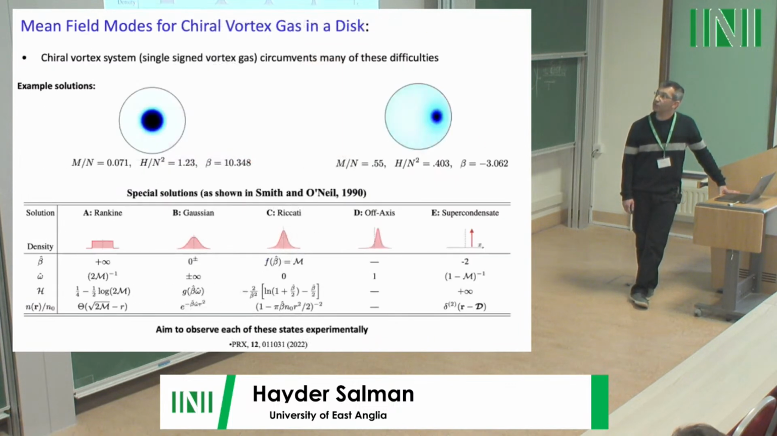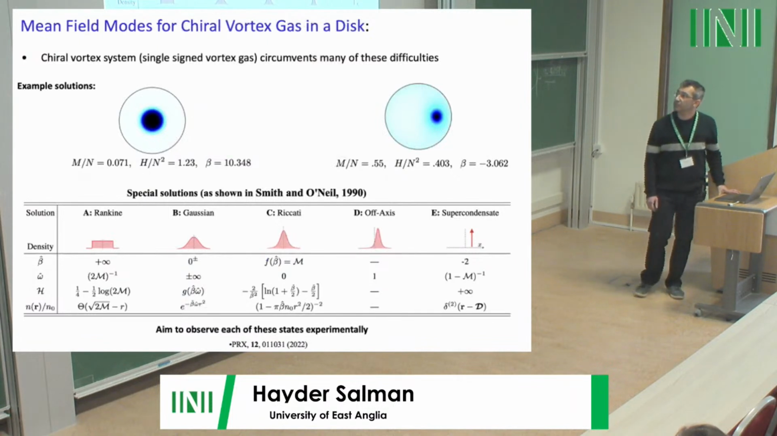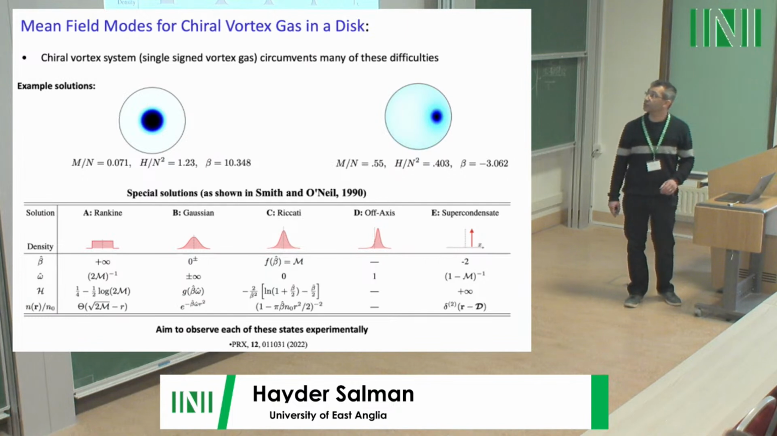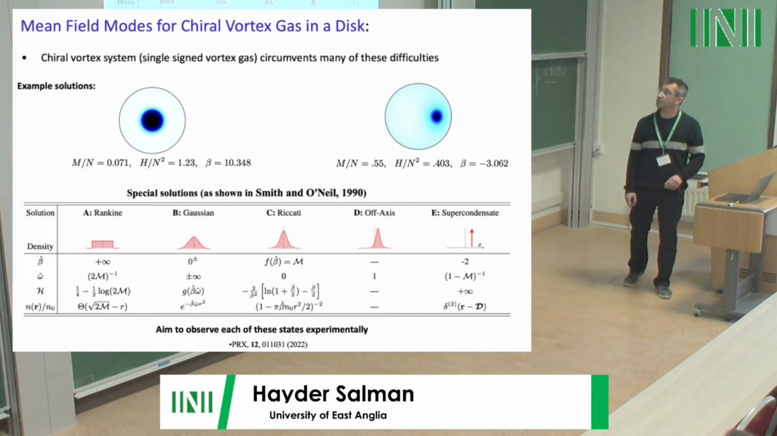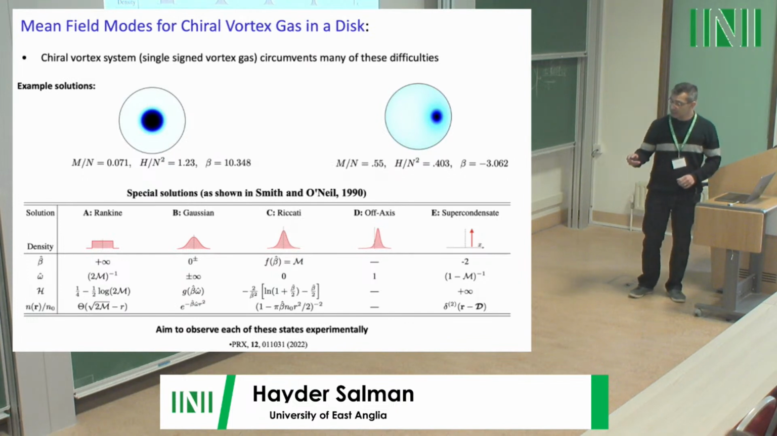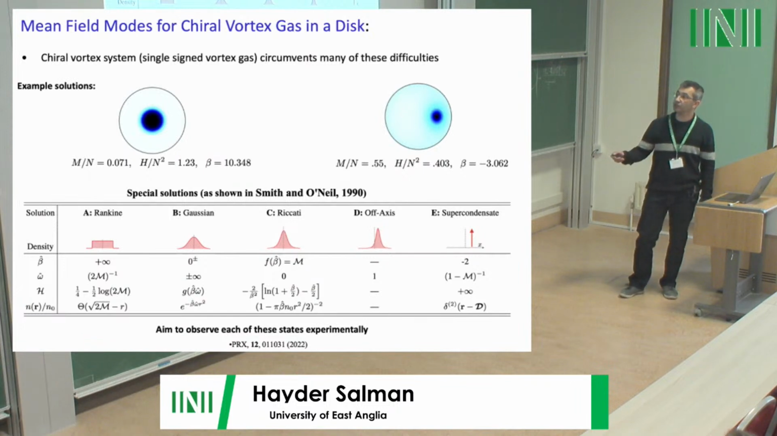So they suggested, let's focus on the chiral vortex system in a disk geometry. And at first, this might seem sort of too simplified, but it turns out that Smith and O'Neill studied this problem in the 1990s and recognized that there is an interesting transition that takes place in this system. Basically they found that as you vary the temperature of the vortex gas, you move from a Rankine vortex patch, where the edges then are smeared and you get more like a Gaussian distribution. And then you get what's called a Riccati vortex, and all of these cases can be solved analytically.